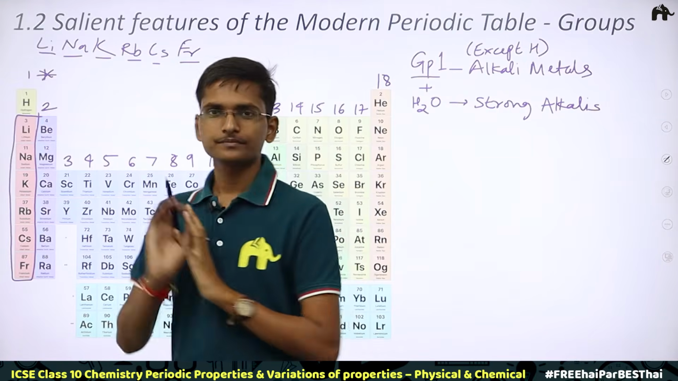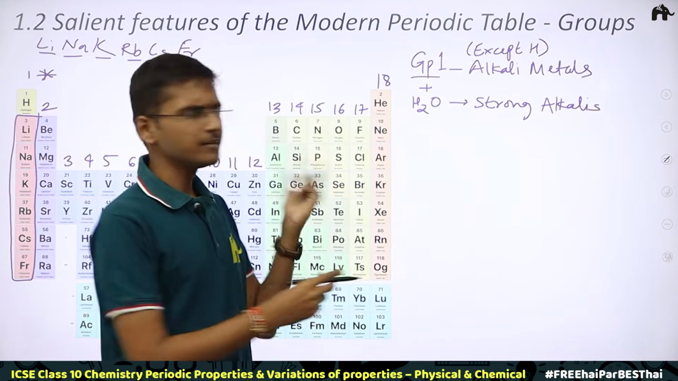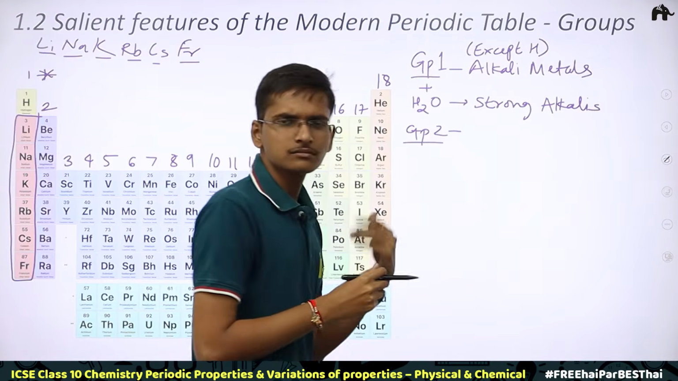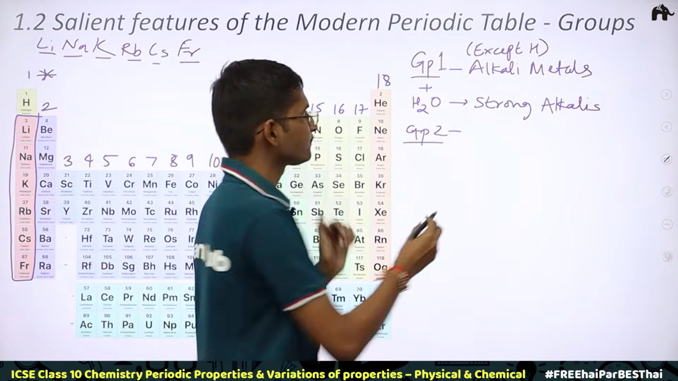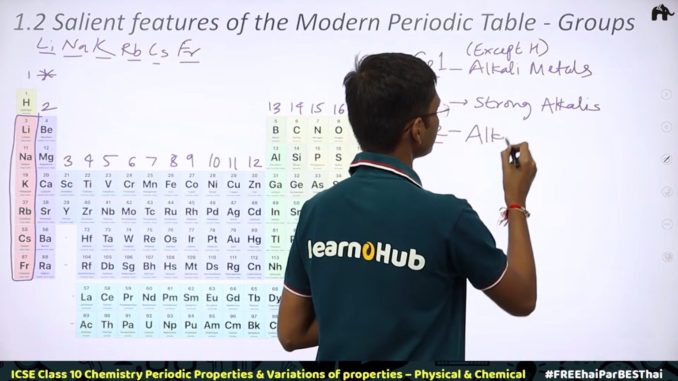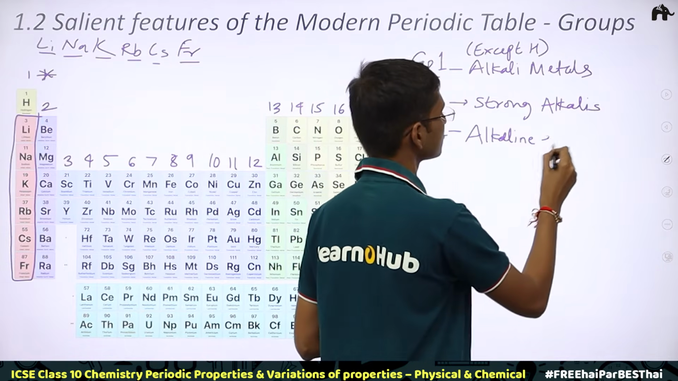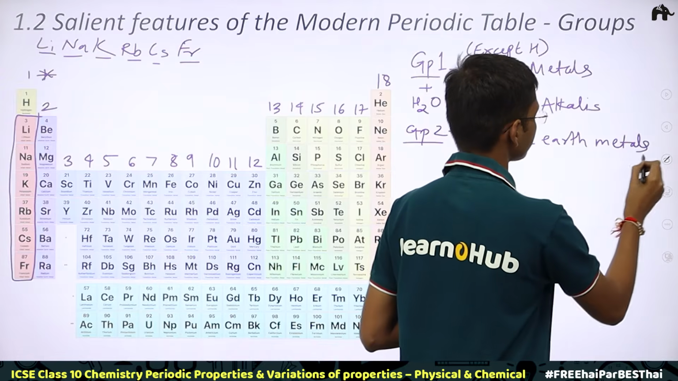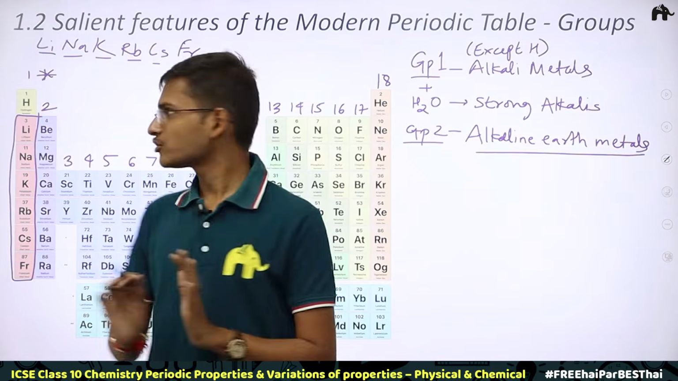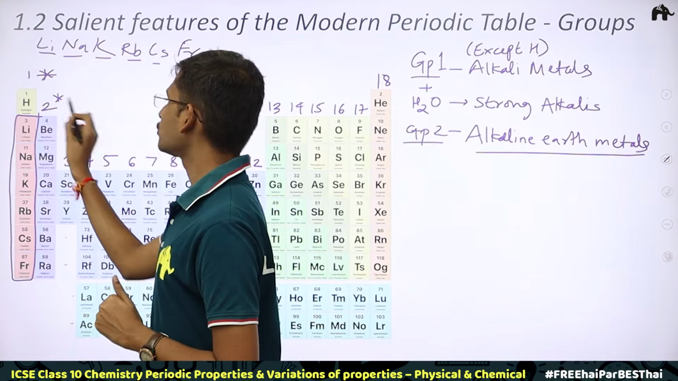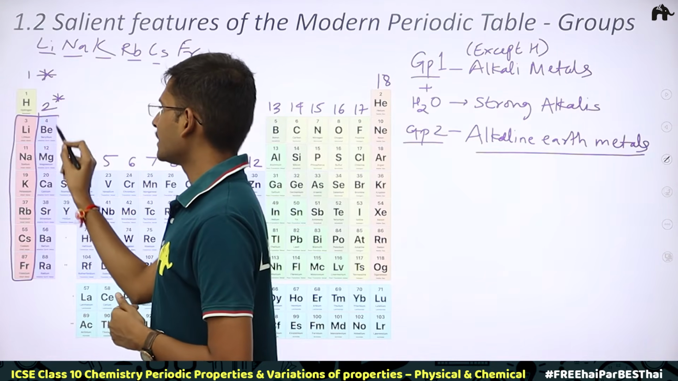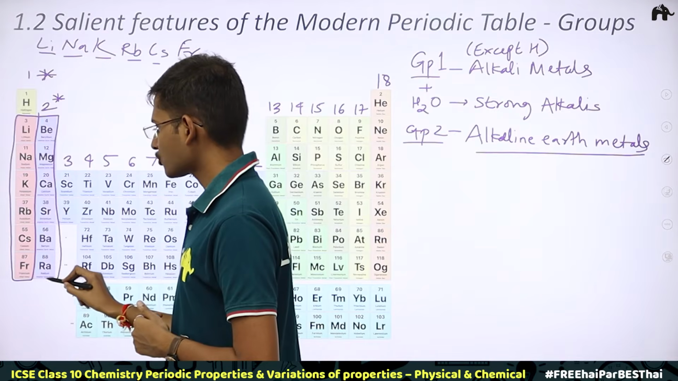Now group 2, just like how group 1 is named, group 2 is, you can say, the younger brother of group 1. And it is named alkaline earth metals. And yes, you also have to remember the elements of group 2, which means you have to write them in your periodic table right here. The elements are beryllium, magnesium, calcium, strontium, barium, radium.